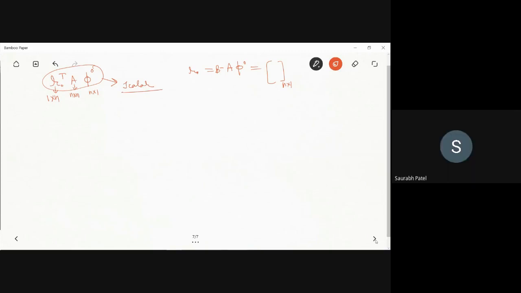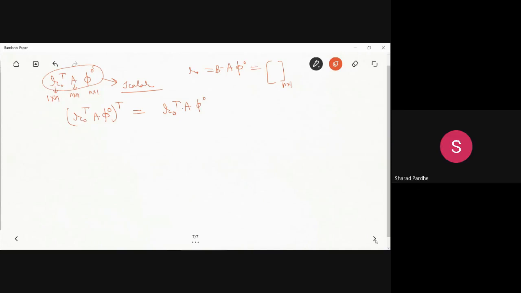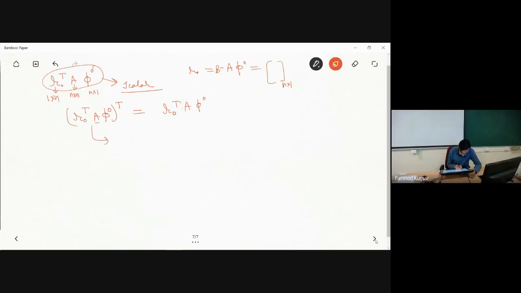Clear? So if it is a scalar value, can I write the transpose of this entire r naught transpose A phi naught as equal to r naught transpose A phi naught? Can I write it like this? Because if it is a scalar, the transpose of a scalar will be equal to the scalar only. Now let us expand this. So let me consider this as, say, Q and this as P.